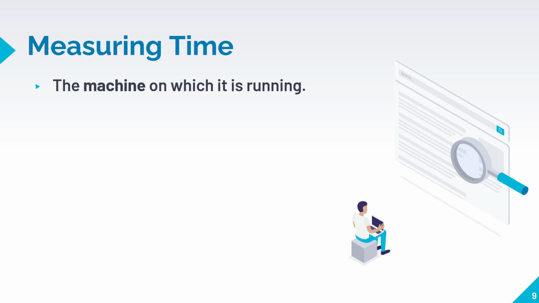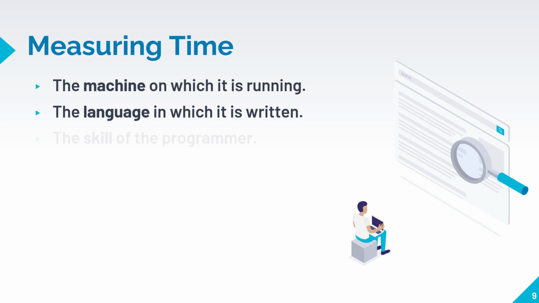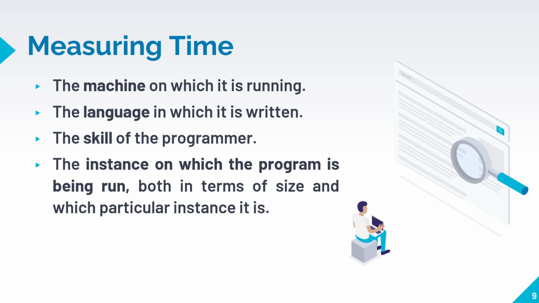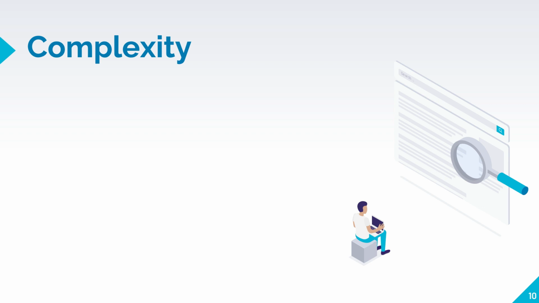We have the machine on which it is running, the language in which it is written, referring to the programming languages used, the skill of the programmer, and the instance on which the program is being run, both in terms of size and which particular instance it is. So it is not an independent measure of the algorithm, but rather a measure of the implementation, the machine, and the instance. We have also here the complexity.